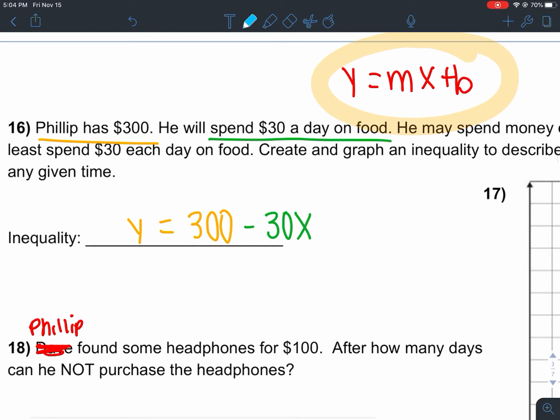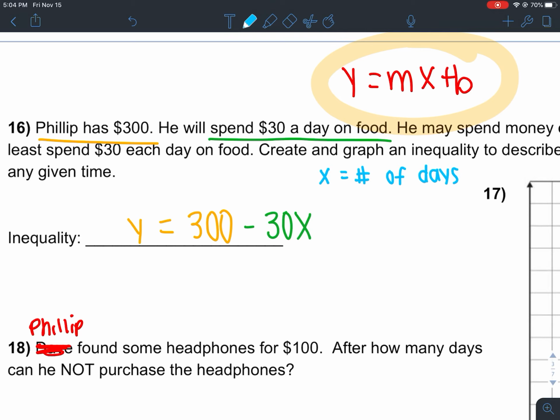Okay, so if we look at it, our slope is negative 30. Well, what does it represent? It means that he spends $30 a day on food. So $30 per day, which means that x is the number of days. So each day that goes by, well, if you start off with $300 and you're spending $30 each day because x represents days, then what do you think y represents? Well, think about it.